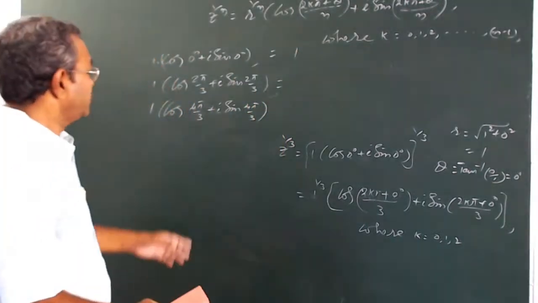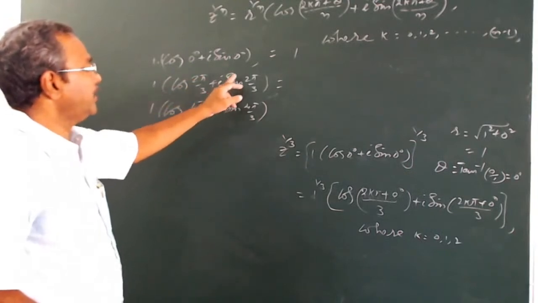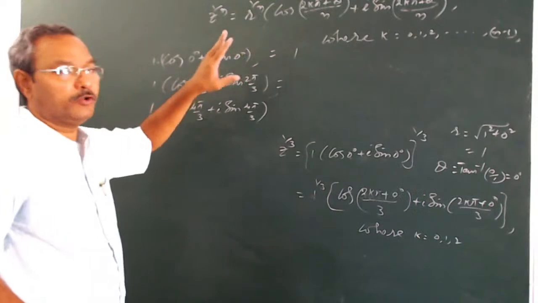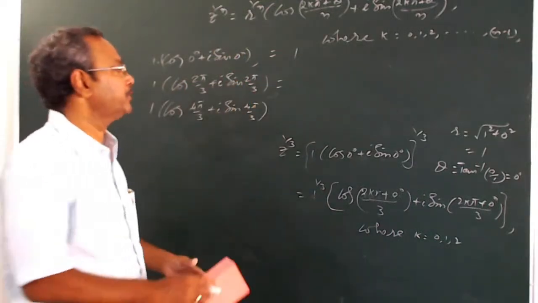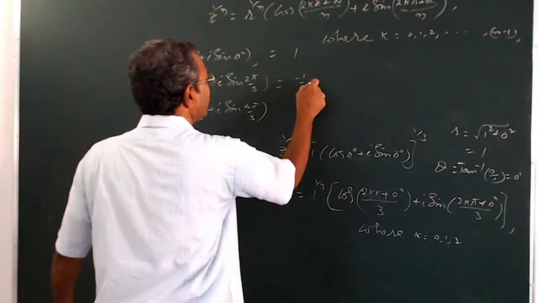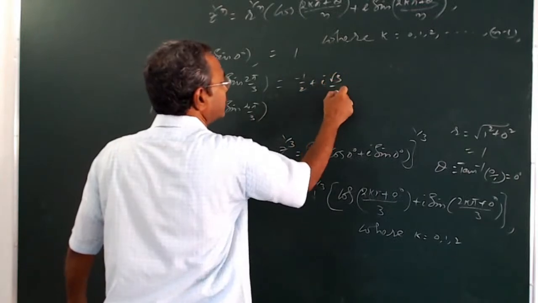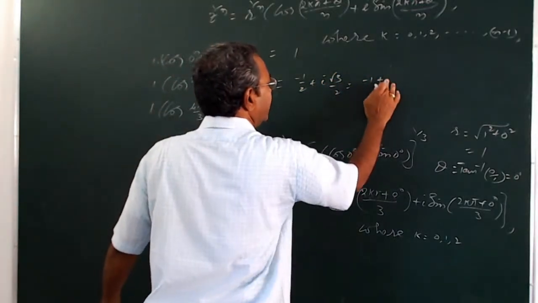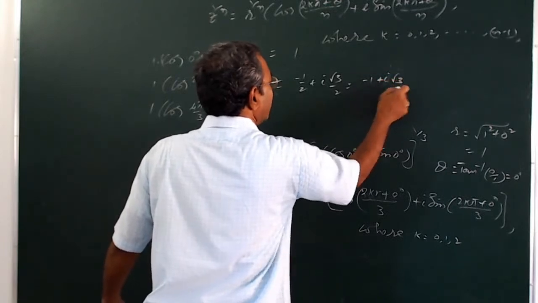The next one is cos 2π/3 and sin 2π/3. So what is cos 2π/3? And what is sin 2π/3? cos 2π/3 is minus 1/2, and sin 2π/3 is root 3 by 2. So it is minus 1/2 plus i into root 3/2, or you can write it as (minus 1 plus i root 3)/2.